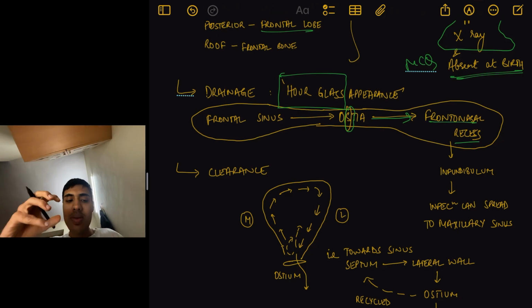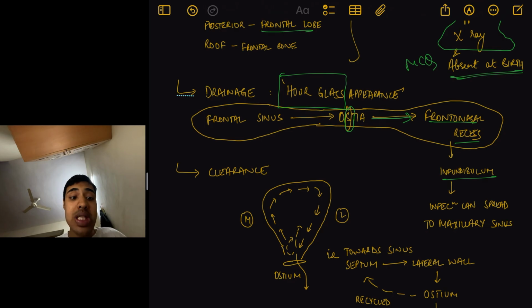So the frontal sinus is a cavity. Its sinus ostium has a recess or duct known as the frontonasal recess. This gives it an hourglass shape. This frontonasal recess opens into the middle meatus anteriorly via the infundibulum.